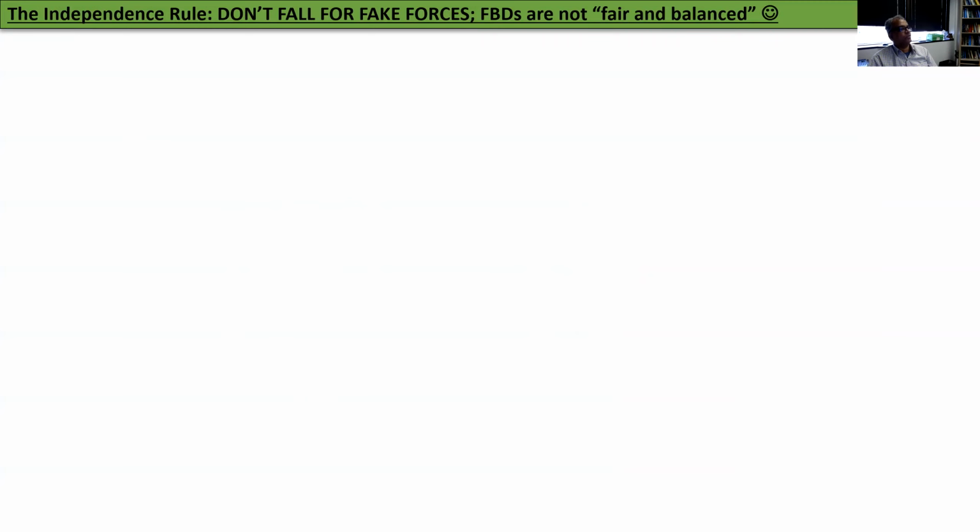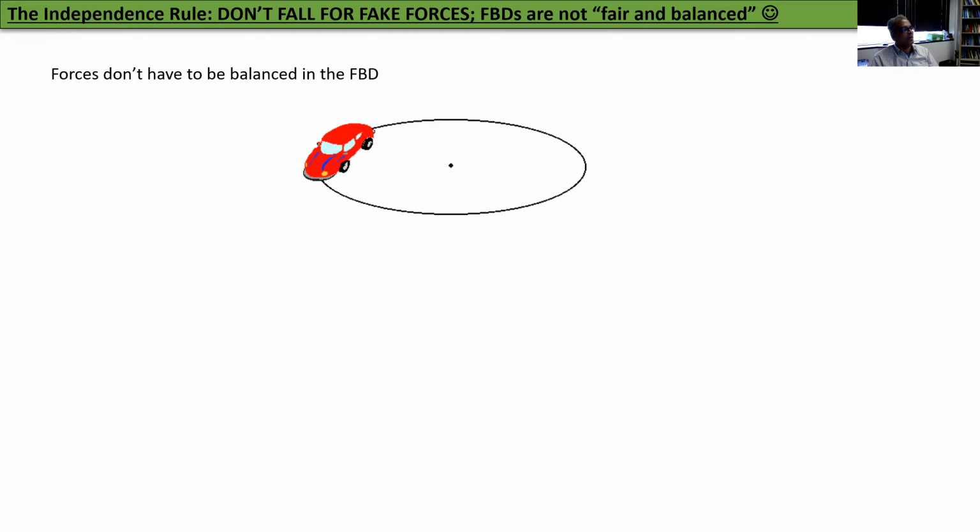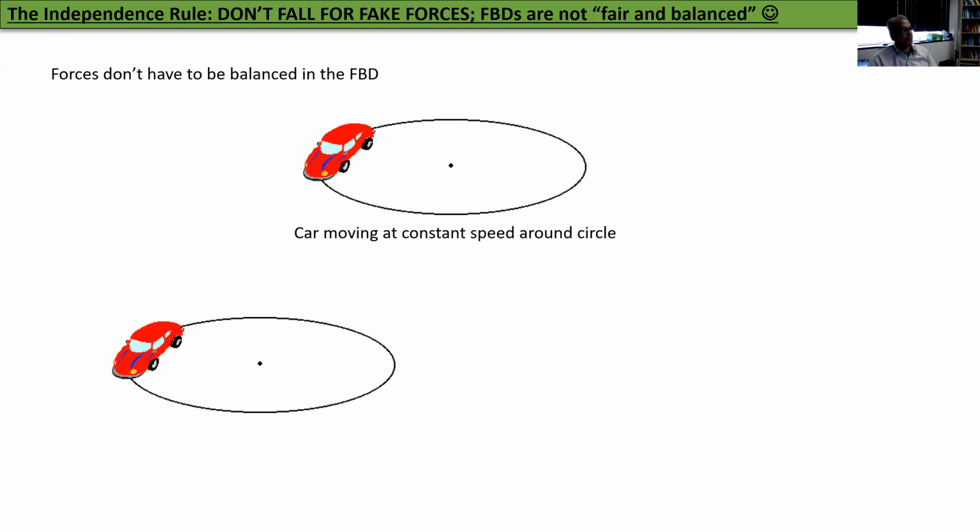Don't fall for fake forces. Free body diagrams are not fair and balanced. You're with me. I want you to understand that. So free bodies don't have to be balanced. Forces don't have to be balanced in a free body diagram. Let's see an example. I got a car going around in a circle, moving at a constant speed. So you might draw tire friction and say, okay, there's something pointing inwards. And then you might draw a centrifugal force. This is a fake force. We will not do that.